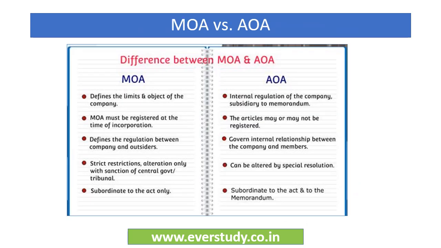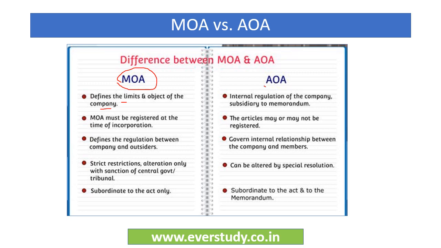So here are the important differences between MOA and AOA. MOA is a more important kind of document for the company, and it contains details like the limits and the objects of the company. It mentions what the company can do and what the registered office of that company is going to be. All these important details are contained in the Memorandum of Association.